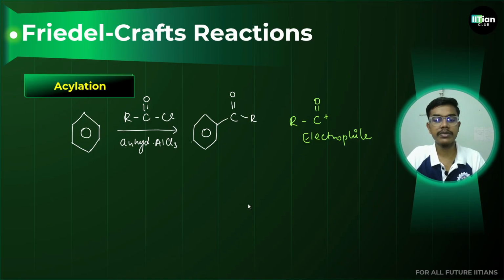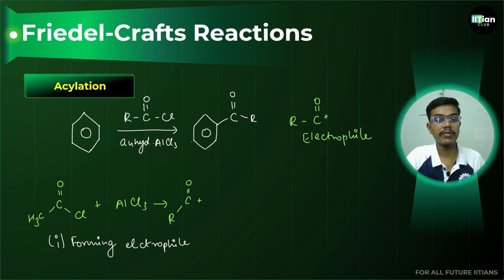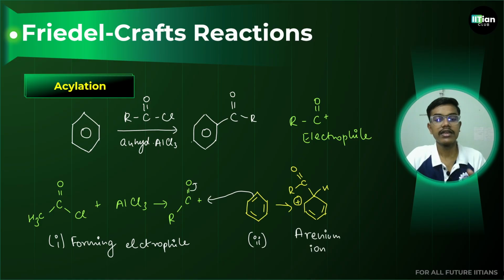The first step in the mechanism is forming the electrophile. This is an electrophilic substitution reaction, and you can see that the first step is the formation of the electrophile. When you react the acyl chloride with the aluminum chloride, you will get the electrophile like that. And now when the electron rich benzene attacks the electrophile, you will get the arenium ion. That is the second step.